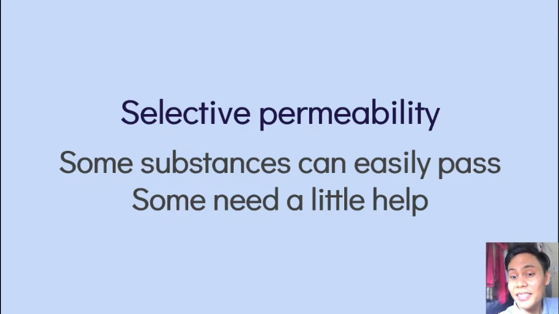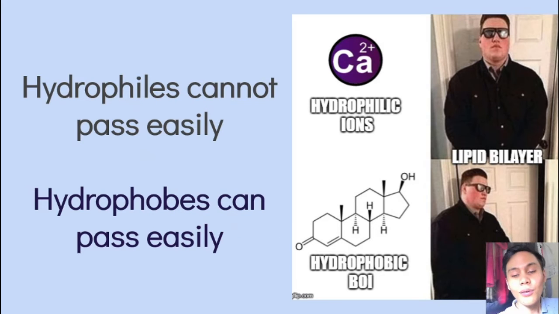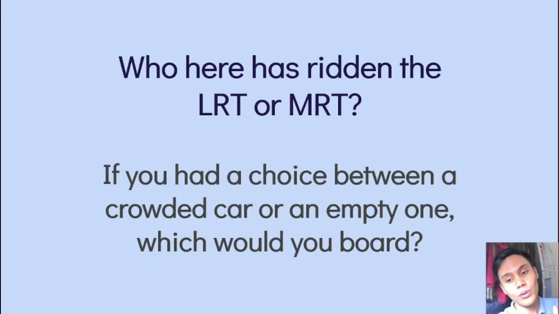What are those substances that can easily pass through? We have the hydrophiles, or the polar substances, that are not allowed through the lipid bilayer because they're polar. So the hydrophobic tails will deny them entry. The hydrophobes, on the other hand, since they're nonpolar and they get along well with the hydrophobic tails, will be let through the lipid bilayer. So again, hydrophobic substances can easily pass through. The hydrophobic tails will deny hydrophiles, but they will welcome fellow hydrophobes.